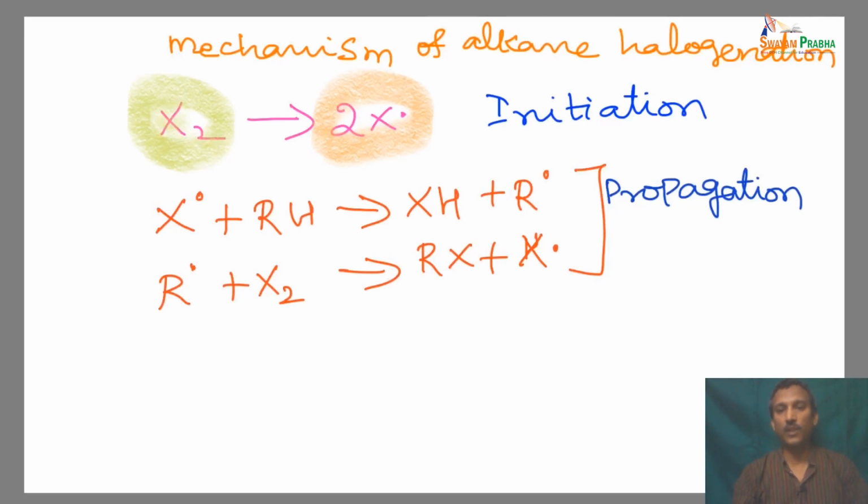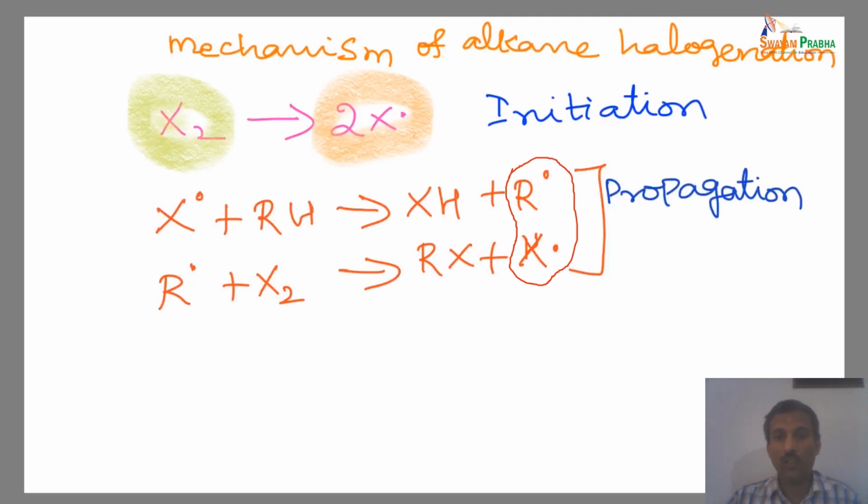And in the last step, the termination, the alkyl radical and the halogen radical both combine together to give RX. So that is the termination step. The other termination step includes the R dot and X dot combining together, that we already know.